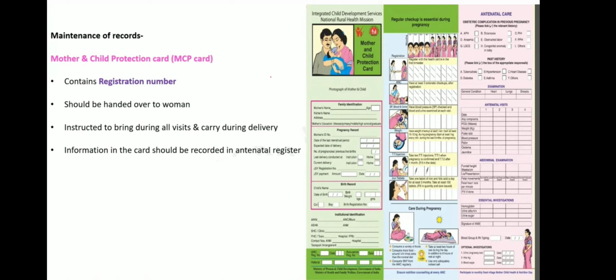If there was a previous spontaneous abortion, or a previous stillbirth or intrauterine death, all such things have to be noted there. And then the case record should be handed over to the woman. We have to enter all the data that is asked and fill the columns. Then you have to hand over that card to the woman. You have to instruct the woman to bring this record during all her subsequent checkups or visits. She has to carry this card along with her. Also during the delivery, she has to bring this MCP card with her.